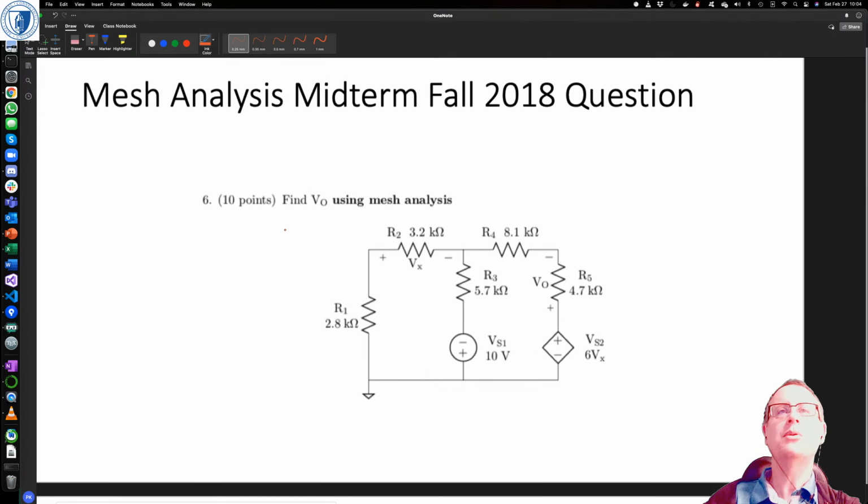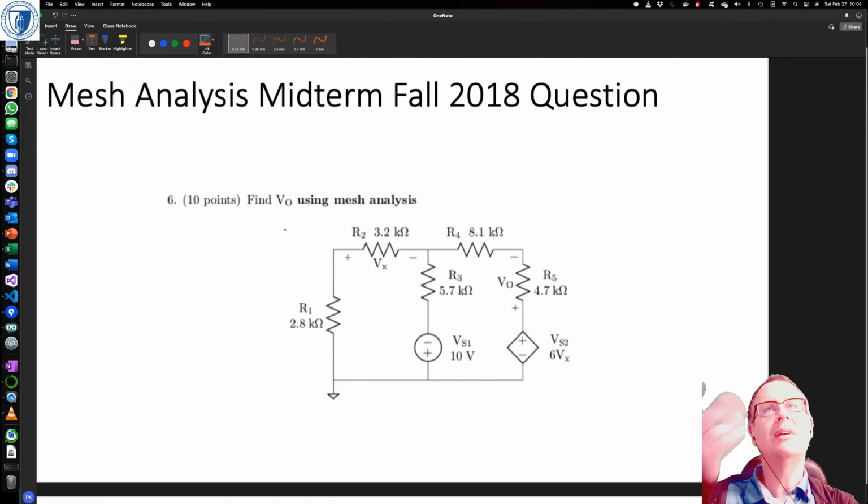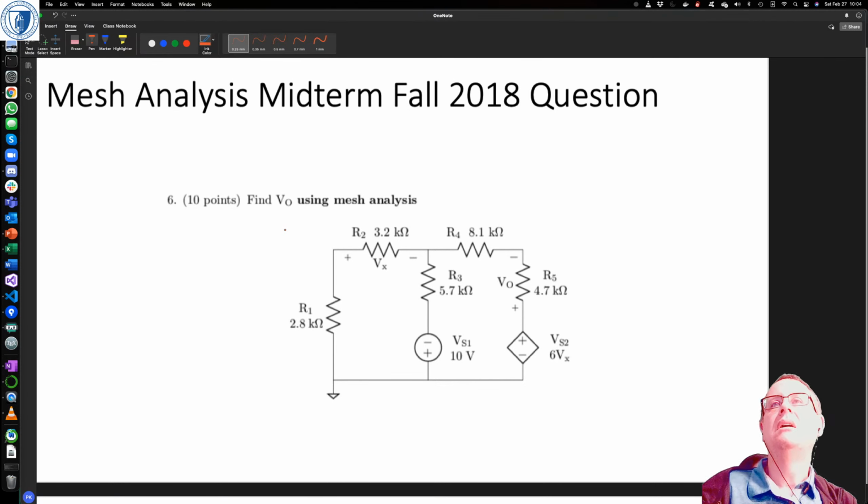Okay, so I thought it might be instructive to just have a look. This is a second midterm question from fall 2018, and it's similar to what you'll get in your second midterm, not the one that's coming up, but the one after that.